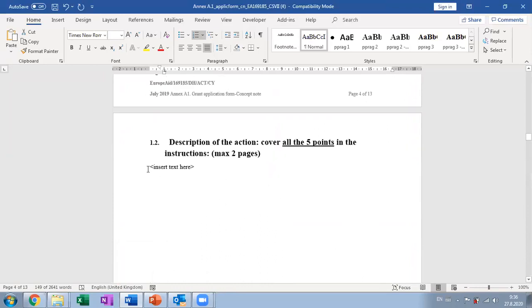Maximum 2 pages, as I said. No one is actually going to go into the document and say, okay, these people, they use 3 pages instead of 2. So it's not really likely that your concept notes will be rejected if you don't follow these maximum instructions, because the template allows it. But don't overreact. Don't have 5 pages explaining your description of the action. Maybe you need a couple of more lines, but not more than that.